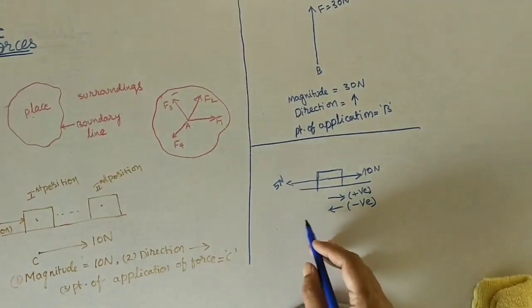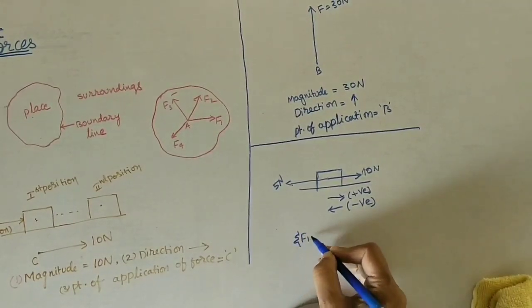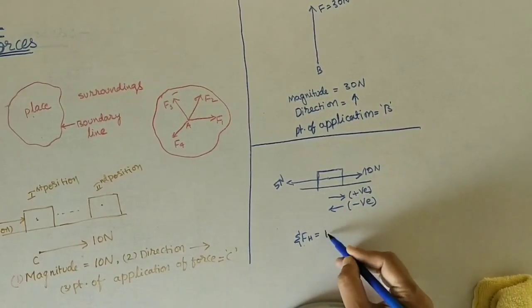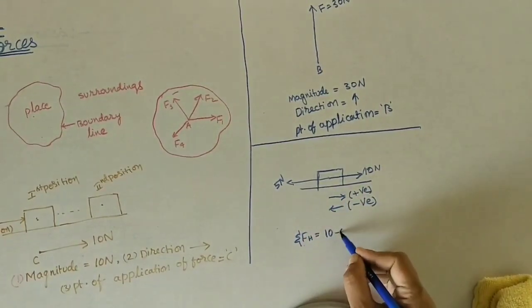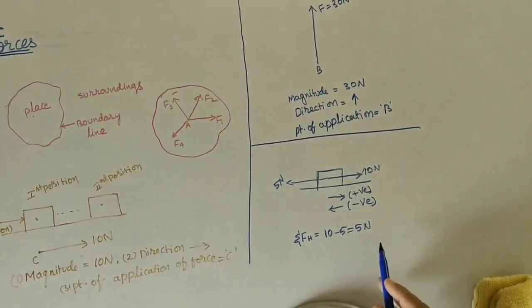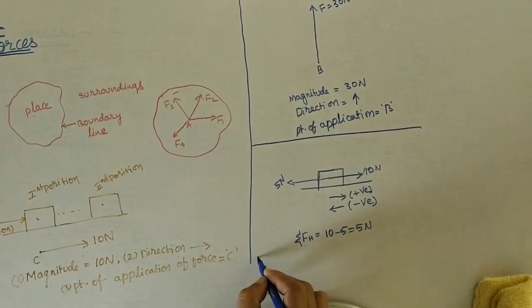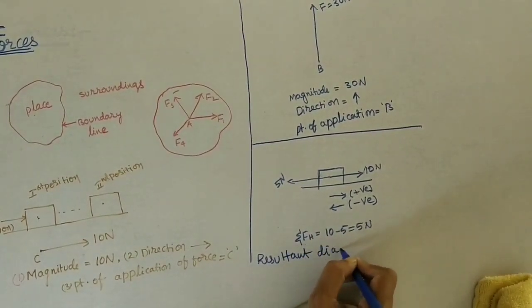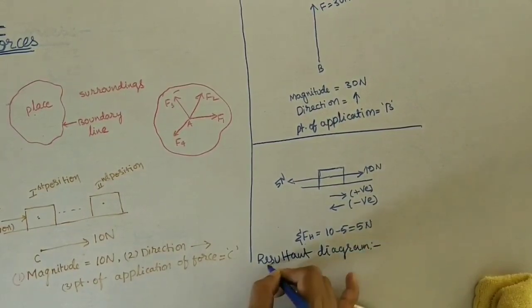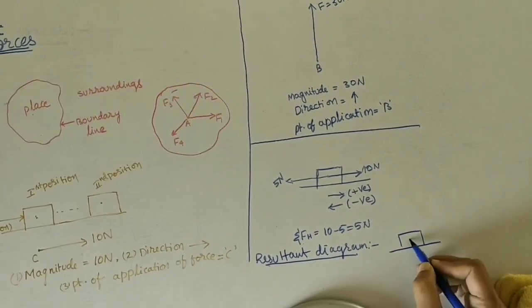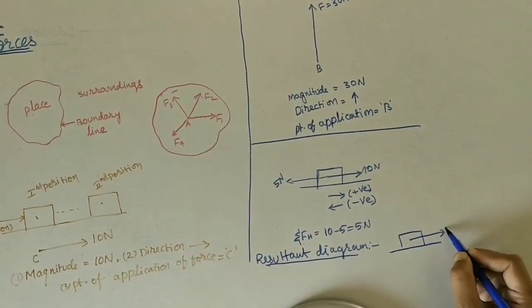Now here if you are taking resultant, how much unbalanced force is acting? So sigma Fh, sum of all horizontal components, is equal to positive 10, negative minus 5 newtons. Now resultant force is 5 newtons. If we do the resultant diagram, the diagram is coming like this. So 5 newtons positive means in this direction, 5 newtons.